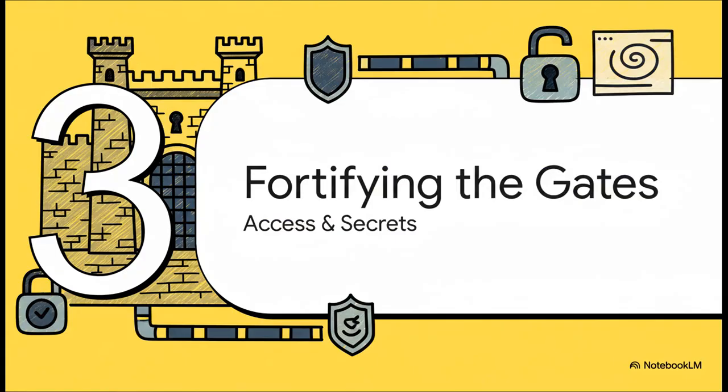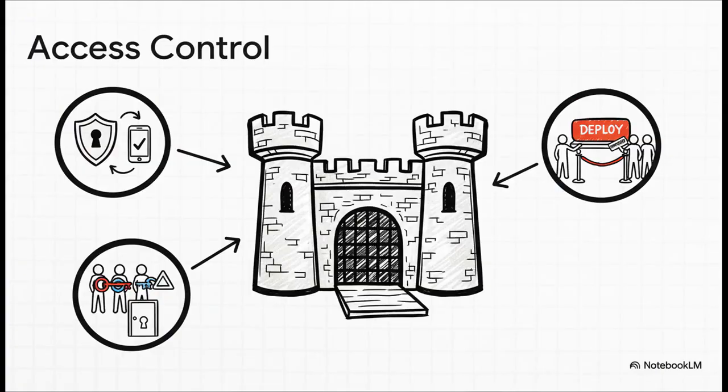Okay, enough doom and gloom, right? Let's talk about solutions. How do we actually fix this? We're going to start by fortifying the main gates. That means controlling who gets in and how we handle all those super sensitive secrets. Now, some of this might sound like Security 101, but I promise you it is absolutely crucial in this context. We're talking strong passwords and multi-factor authentication for everyone, no exceptions. We've got to use role-based access control, or RBAC, to make sure a junior dev can't accidentally deploy to production.